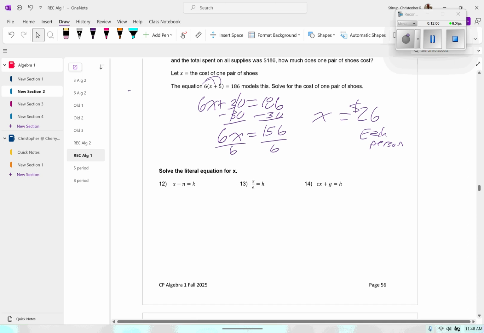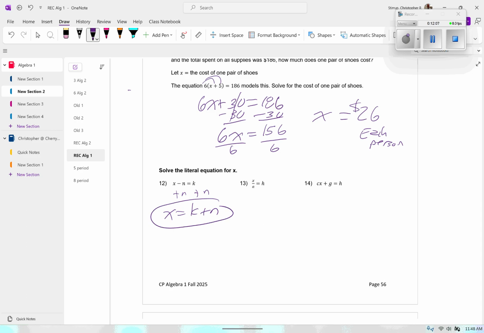Number 12, we're going to solve for x, so I'm going to add n to both sides. So x equals k plus n. On this one, I'm going to multiply both sides by a. Those cancel. X equals ha, or h times a.